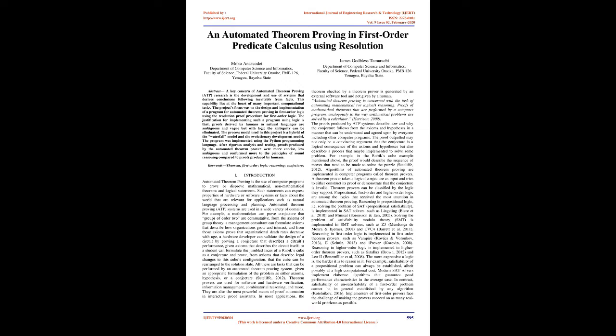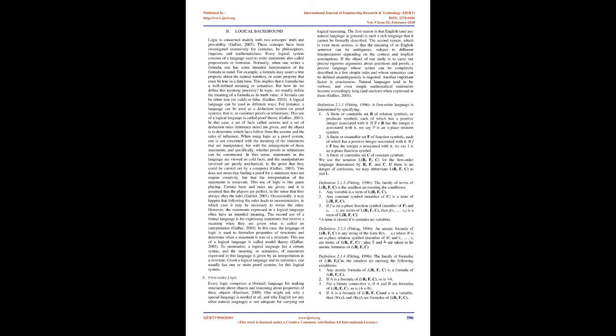Reasoning in first-order logic is implemented in first-order theorem provers, such as Vampire, Kovacs and Voronkov, 2013, E, Schulz, 2013, and iProver, Korovin, 2008. Reasoning in higher-order logic is implemented in higher-order theorem provers, such as Satallax, Brown, 2012, and Leo-II, Benzmuller et al., 2008. The more expressive a logic is, the harder it is to reason in it. For example, satisfiability of a propositional problem can always be established, albeit possibly at a high computational cost.